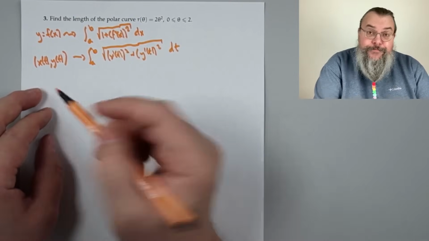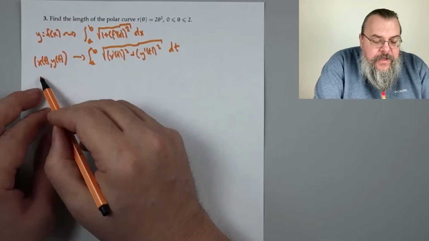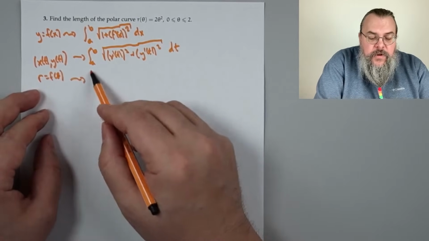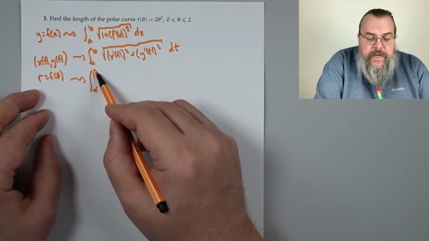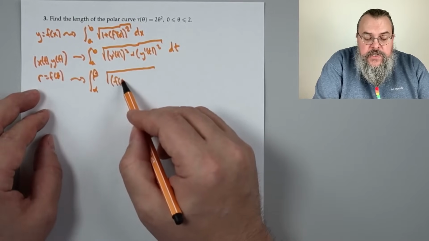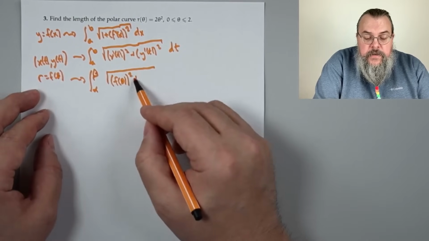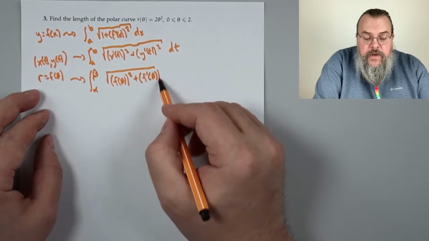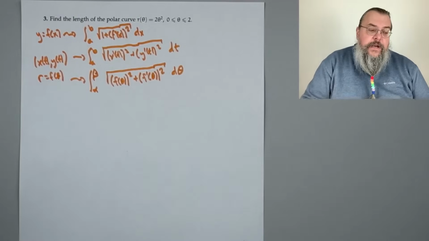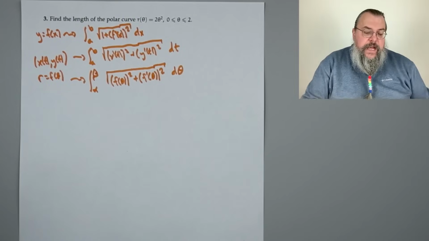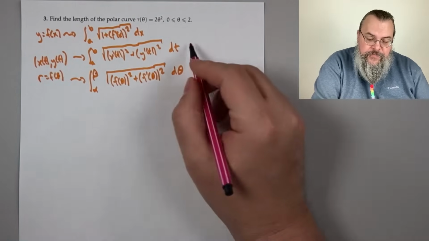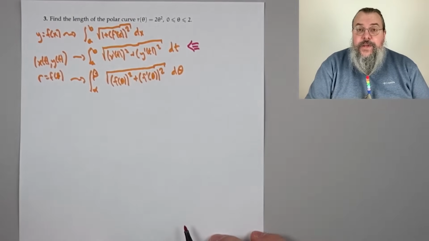The third case, which is the one we're going to do, is r equals f of theta. And in this case, alpha to beta, and the square root of the function squared plus the derivative of the function squared, d theta. So those are the three ways we can encounter length. Now, if you're only going to memorize one, memorize the one in the middle. That's the one that gives you the other two.